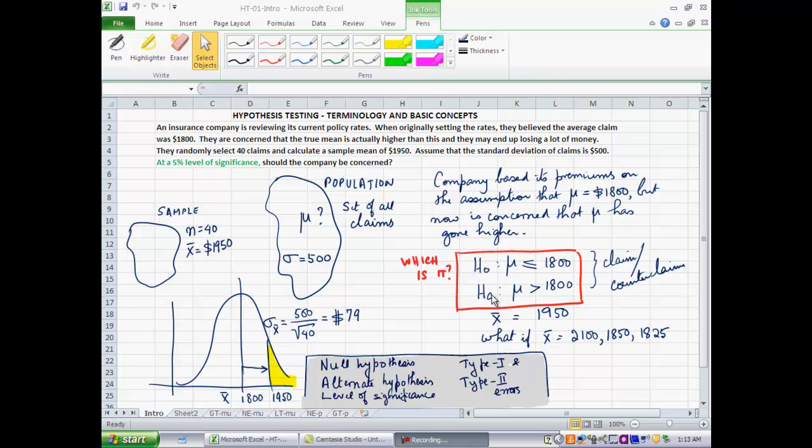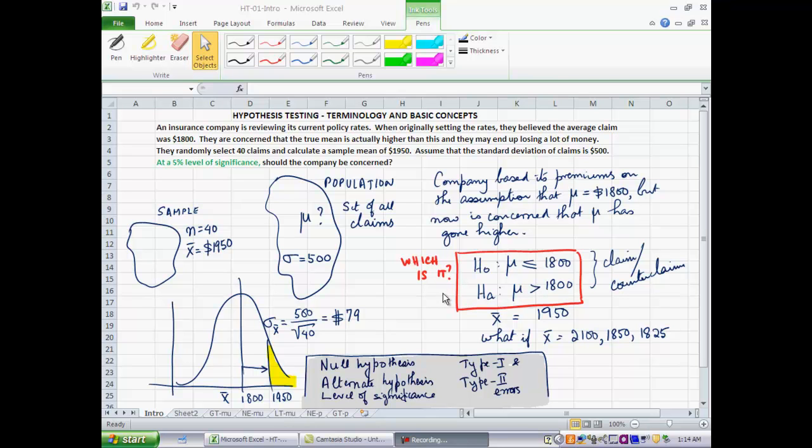Again, in statistical terminology, the claim is what is called the null hypothesis, the counterclaim is what is called the alternate hypothesis. And in this case, given the narrative of the problem, they originally believed that the average claim was $1,800, and now that it has crept up. So our claim and counterclaim for this situation is mu is less than or equal to 1800, mu is greater than 1800. So claim and counterclaim. So our job is to find out which of these two might be true.